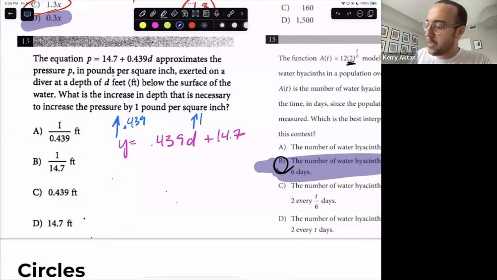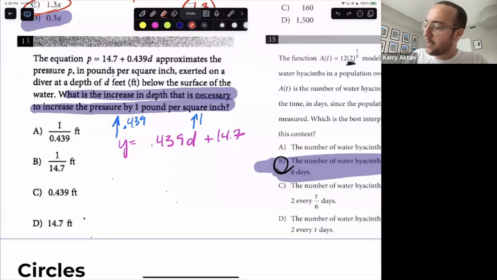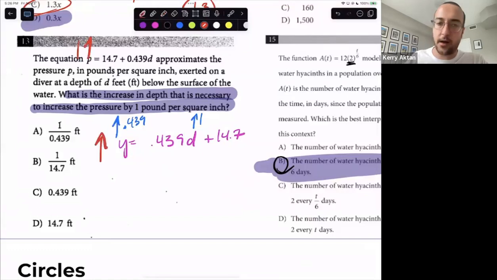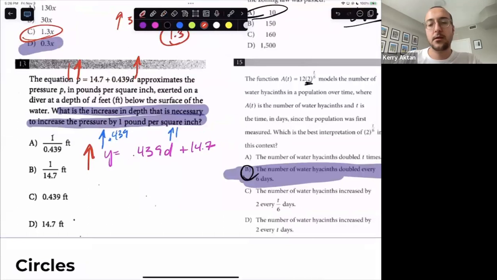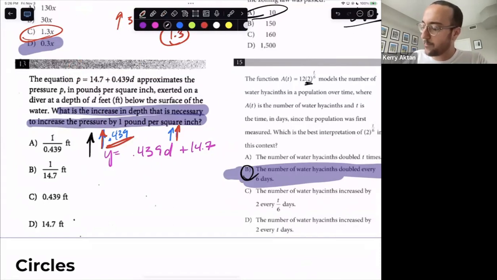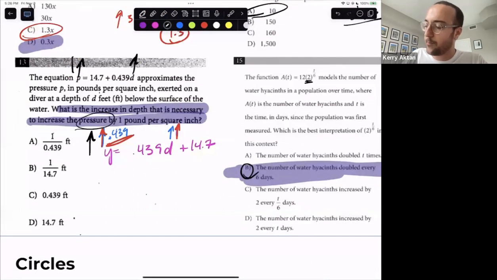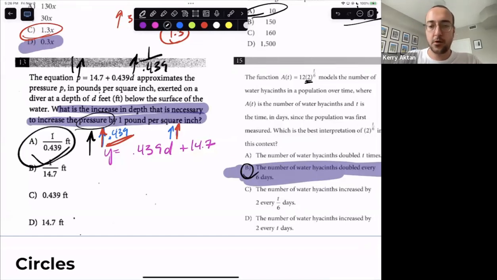But this question's backwards. This question's saying, what is the increase in the depth to increase the pressure by 1? Reese knows this one. Reese knows that if I increase the p by 1, d will go up by the reciprocal. I'm going to say that one more time for everyone in the back. When d goes up by 1, this goes up by 0.439. That's just what slope does. Whereas when it goes in reverse, when p goes up by 1, the d will go up by 1 over 0.439, the reciprocal. Who would ever think that? Crazy.